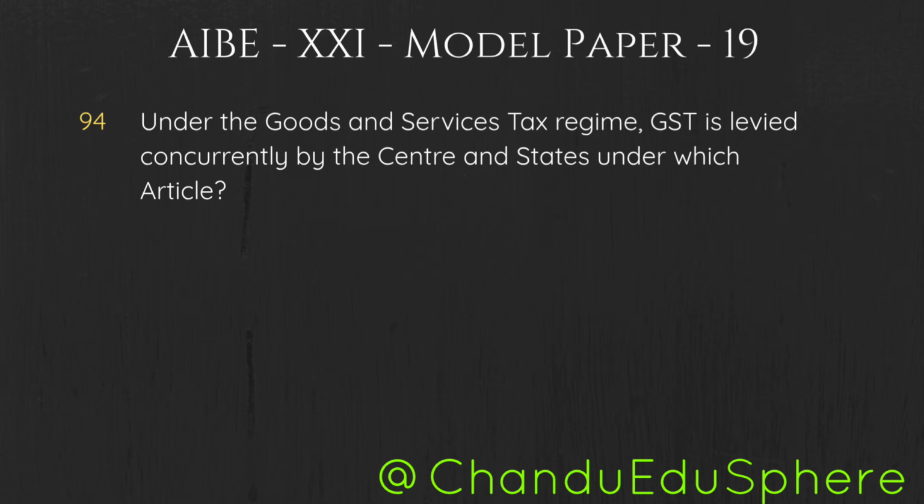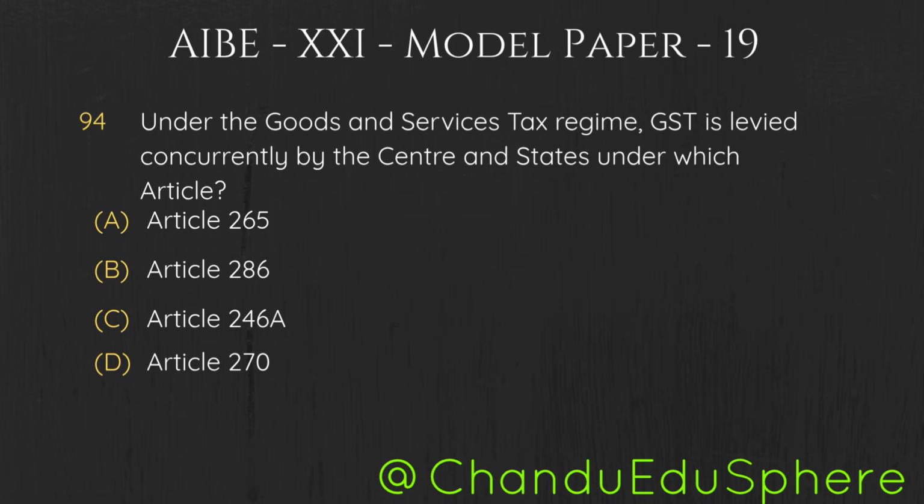Under the Goods and Services Tax regime, GST is levied concurrently by the Centre and State under which article? Article 246A, inserted by the 101st Constitutional Amendment in 2016, is a special source of legislative power that empowers both Parliament and the state legislatures to make laws with respect to goods and services tax.